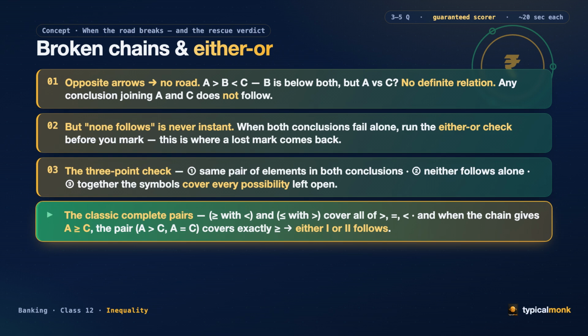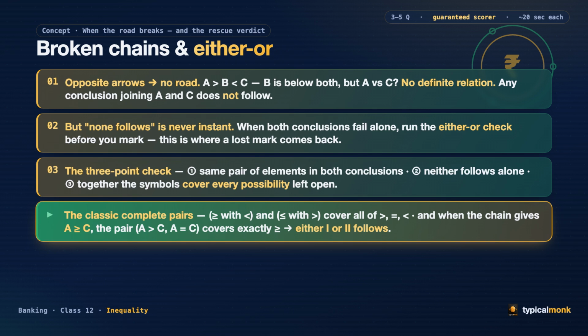And 4. Memorize the classic complete pairs. Greater than or equal to paired with less than, and less than or equal to paired with greater than. These 2 pairs cover greater, equal, and less, all 3. And when the chain itself gives A greater than or equal to C, then the conclusion pair are A greater than C, and A equal to C covers exactly that.